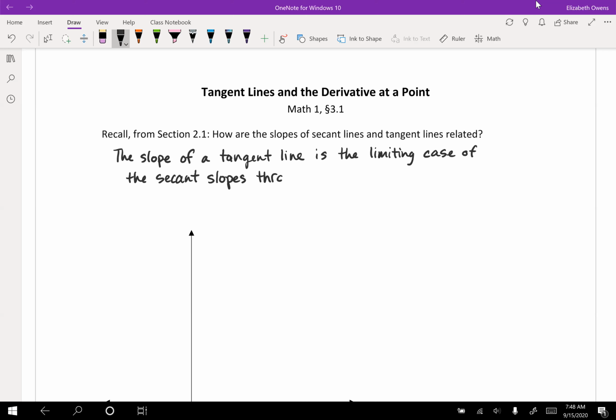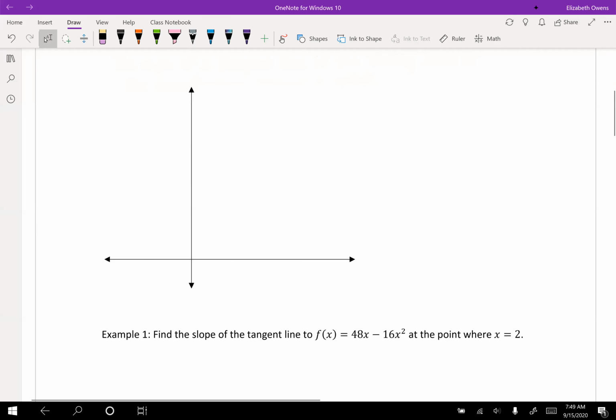Right, so that was when we did that whole thing with making a secant through two different points, and then we would let one of the points approach the other, and they would get closer and closer and closer until it was just at a single point, and then that was our tangent line. So the slope of a tangent line is the limiting case of the secant slopes through a point. And what that looked like was something like this.